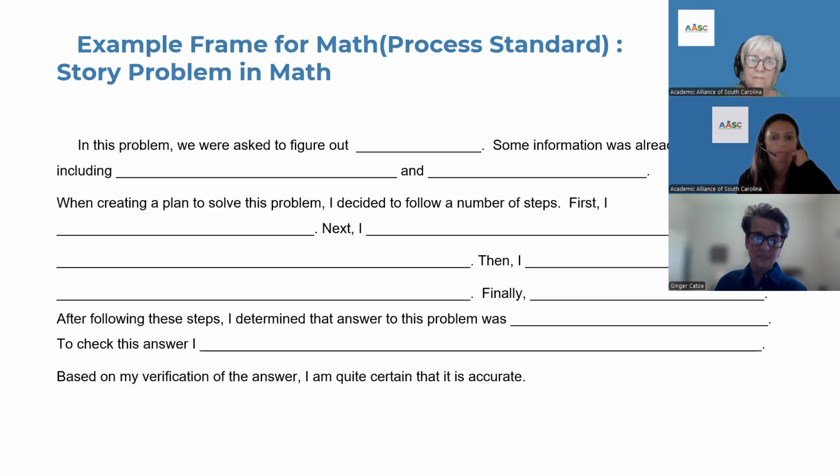And then the next one is math. And this just helps a student basically tear apart and diagram a story problem in math. In this problem, we were asked to figure out what, and some of the information was already given, including what and what. And then to create a plan to solve the problem, I decided to use a number of steps just to help the students figure out how they do it, but then also be able to explain to you how they got the answer. Okay.